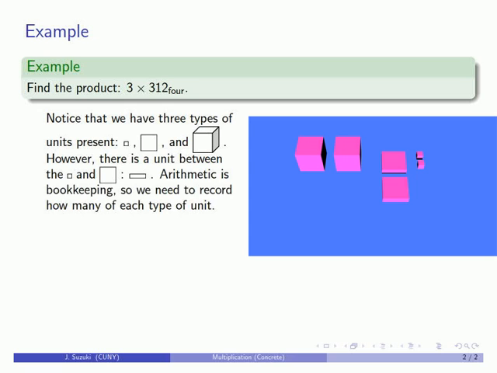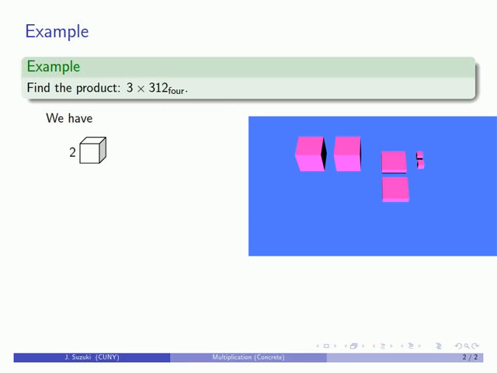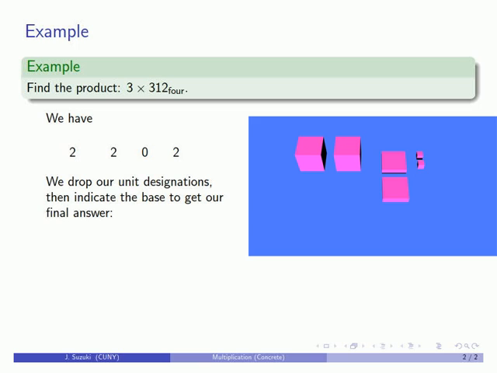And so arithmetic is bookkeeping, and we want to record how many of each type of unit. And so we look, we have 2 of these extra large units, 2 large, 0 medium, and 2 small units. So there's our recorded product with the units explicitly written. We'll drop the unit designations and then remind ourselves that these are units in base 4. And so here's our final answer. 3 times 312 base 4 is equal to 2202 base 4.